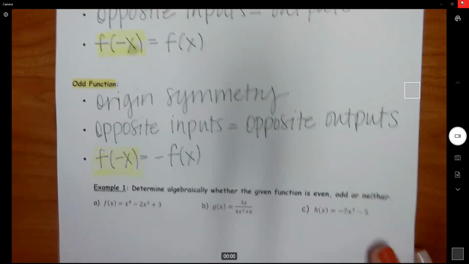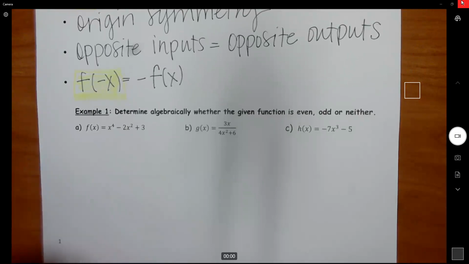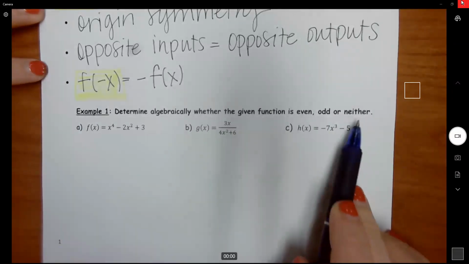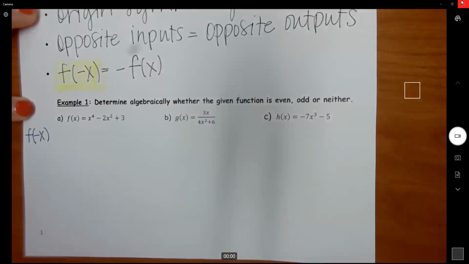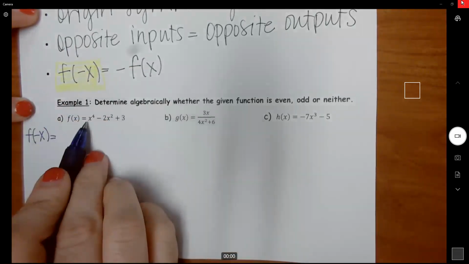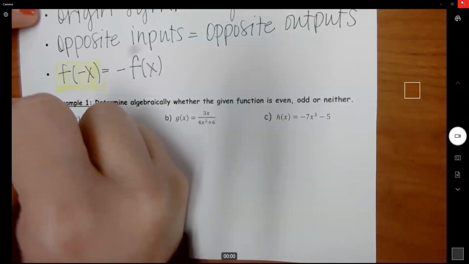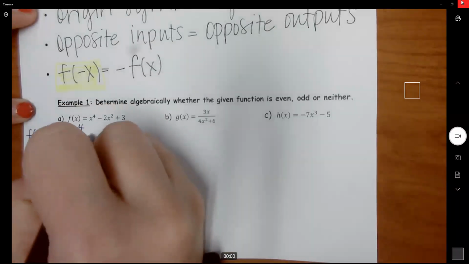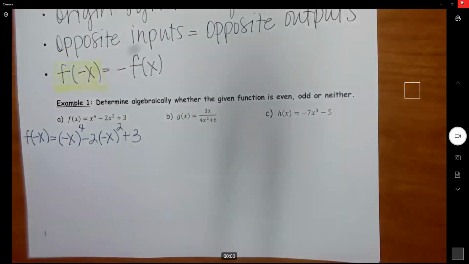So here we go. We have f of x equals x to the 4th power minus 2x squared plus 3. To determine if this is even, odd, or neither, I'm going to do f of negative x instead of f of positive x. So now instead of all of these x's, I need to replace them with negative x. So this is negative x in parentheses to the 4th, minus 2 times negative x squared, plus 3.